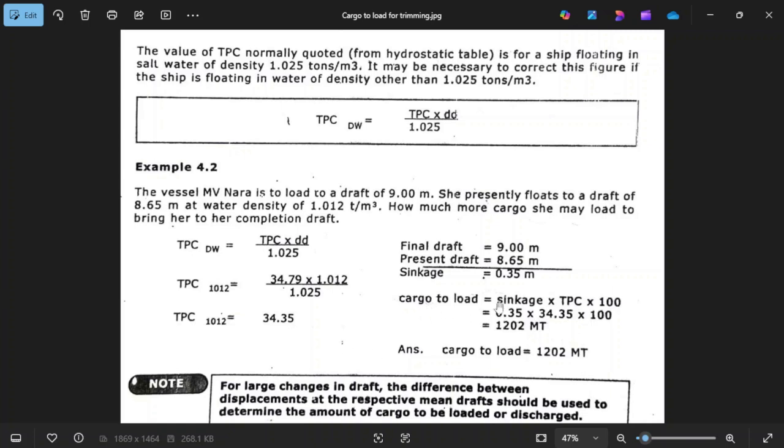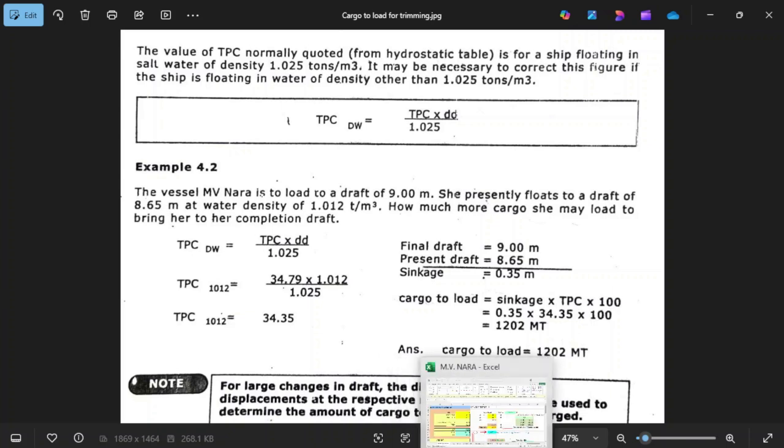So here, to get the remaining cargo to load is your sinkage, which is 35 centimeters, times your TPC at this draft of 8.65, that will be 34.35, times 100. This will be your remaining cargo to load. So this is the answer for the cargo to load, which is 1202. Okay, so let's check. We'll use this cargo, 1202.